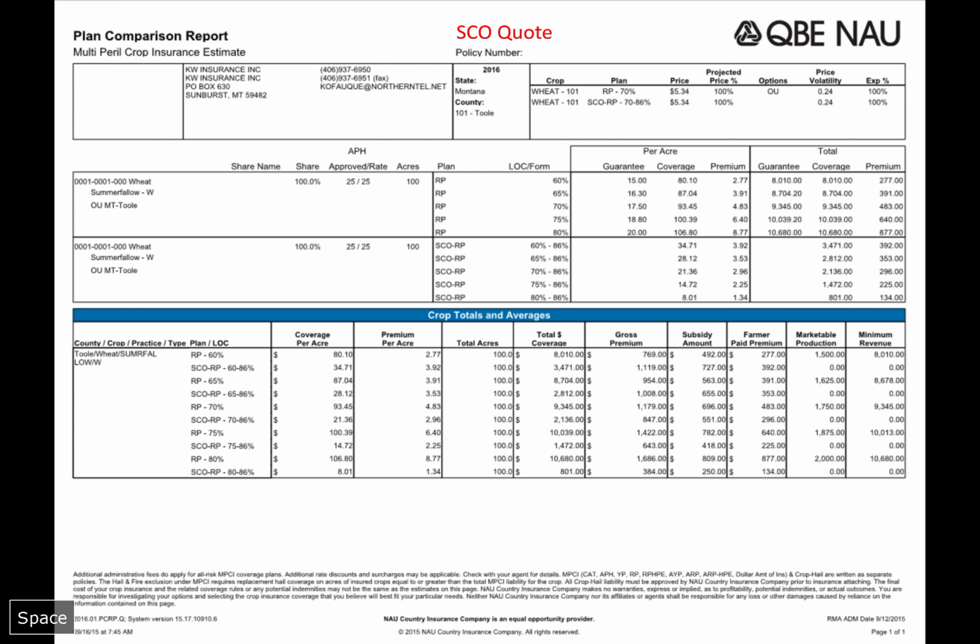So for those of you that we mailed quote sheets out to, there's some generic SEO quotes here. This will kind of show us how SEO would pay and what it would cost. So let's take the most average level that people pick, which would be 70% optional units on their winter wheat. This is for just a 25 bushel wheat average, so this is pretty low, right? But when we come across here, it's going to cost you $4.83 to insure $93 worth of wheat on the optional unit side. The SEO would be an additional $3.53 an acre for $28 worth of coverage.